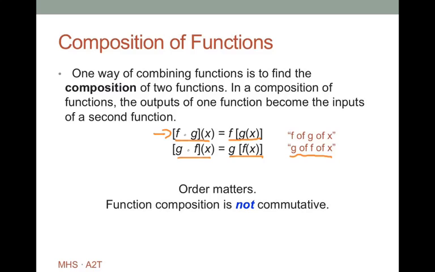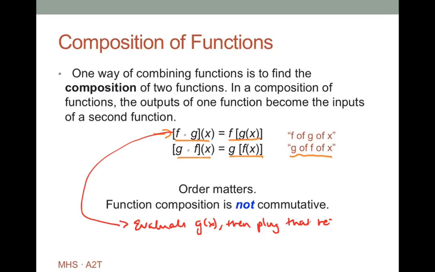When you're doing composition, order matters. So f of g of x is not the same as g of f of x. There's one case where it is, but that's a special case we'll talk about. Most of the time, you'll get different results, so they're not commutative. You have to do them in the right order. So in the case of f of g of x, you're going to evaluate g of x first, and then plug what you get from g of x into f of x and look for that result.